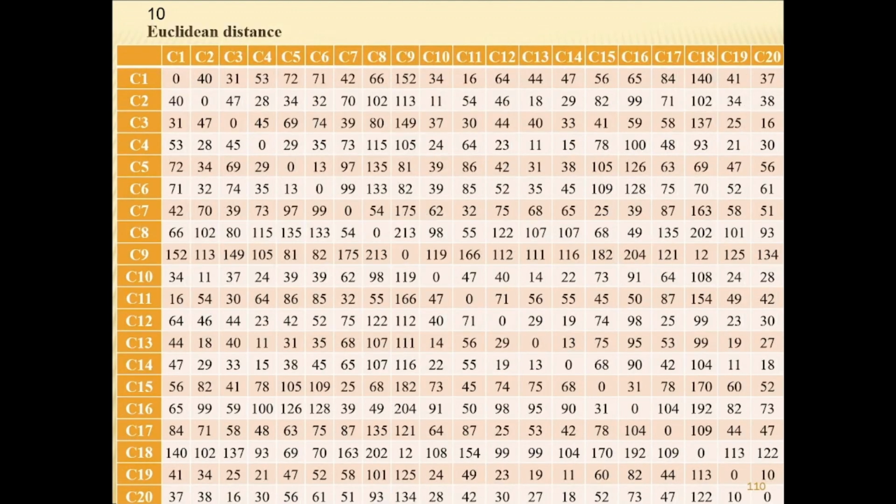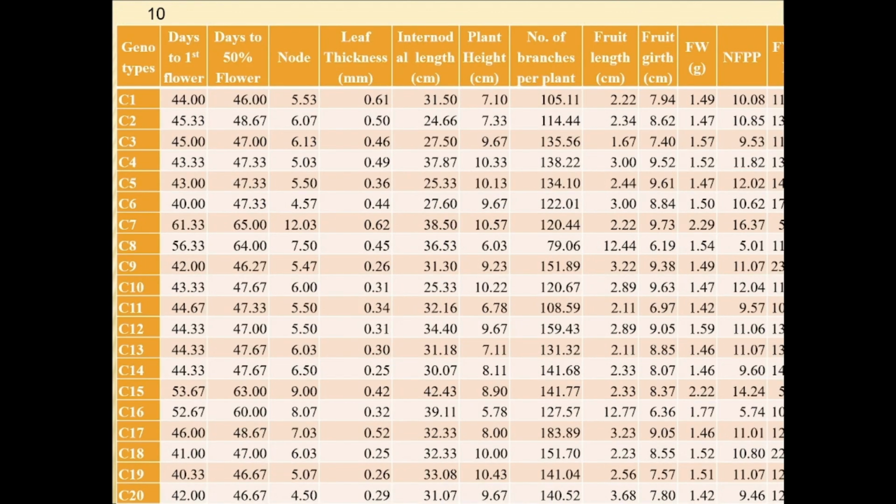See, this is one example. Twenty varieties are taken and 90 characters are taken. How do we group and classify? How does the classification or clustering change with the change in distance measure, or with the change in clustering technique or linkage method?